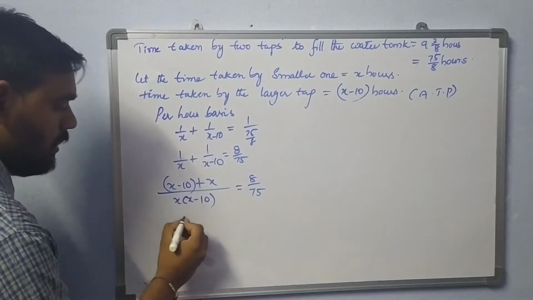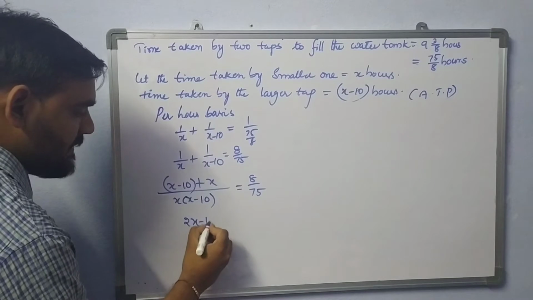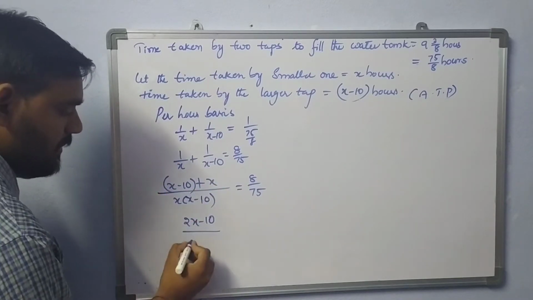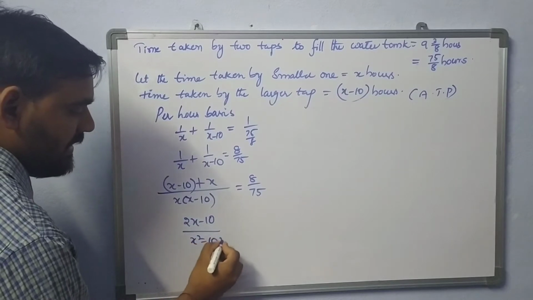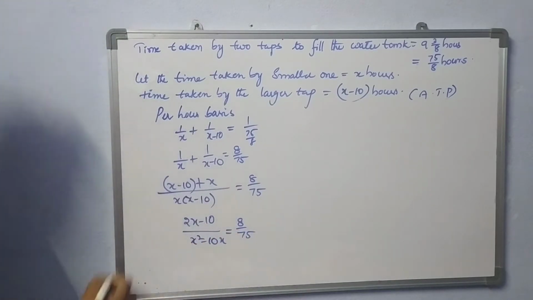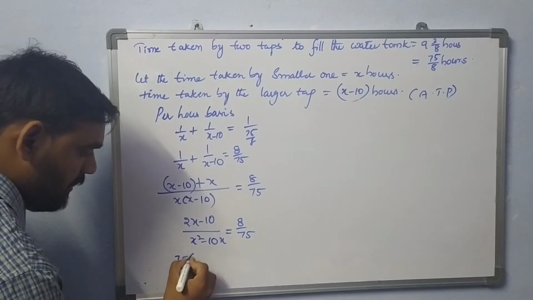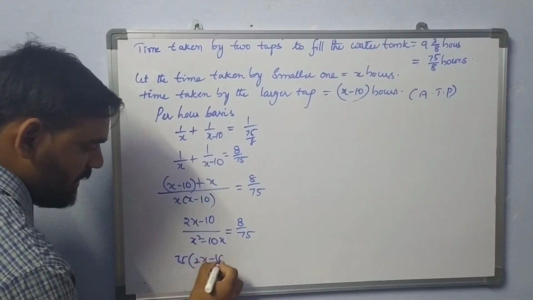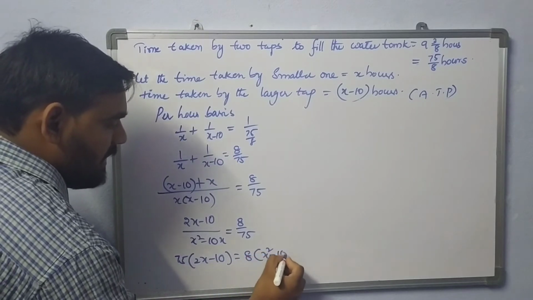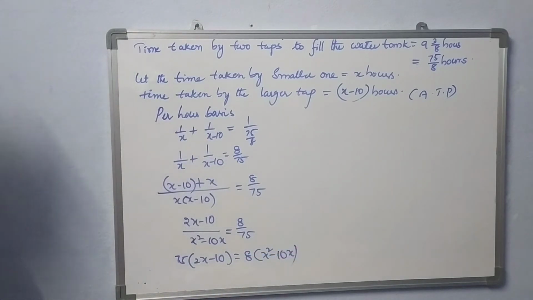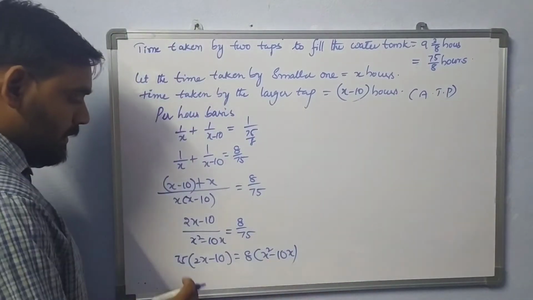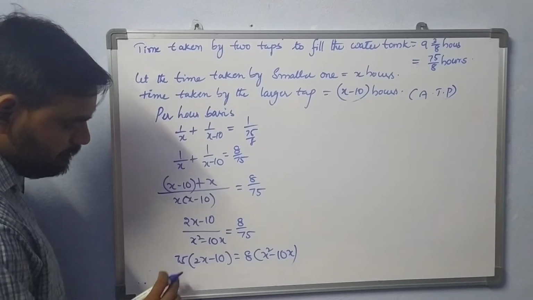Now 2x minus 10, that is, x minus 10 plus x. So (2x minus 10) over (x square minus 10x) is equal to 8 by 75. Now do cross multiplication. So 75 into (2x minus 10) is equal to 8 into (x square minus 10x). Now we will get 75 twos.